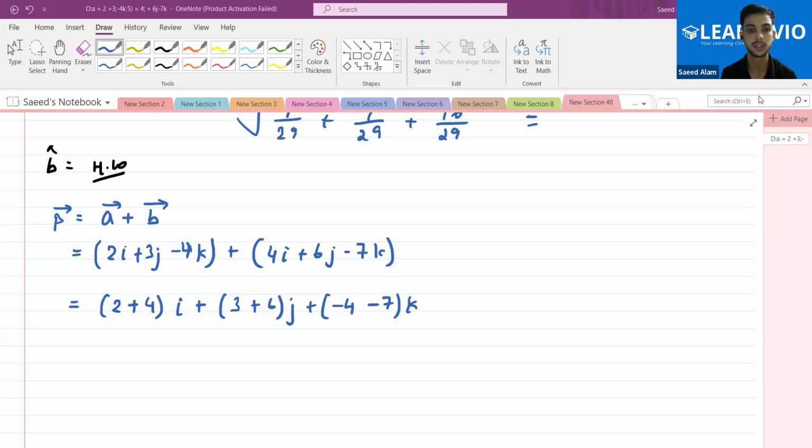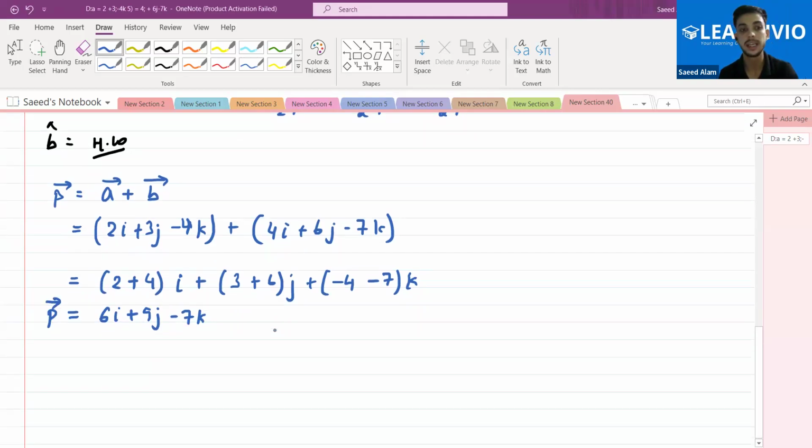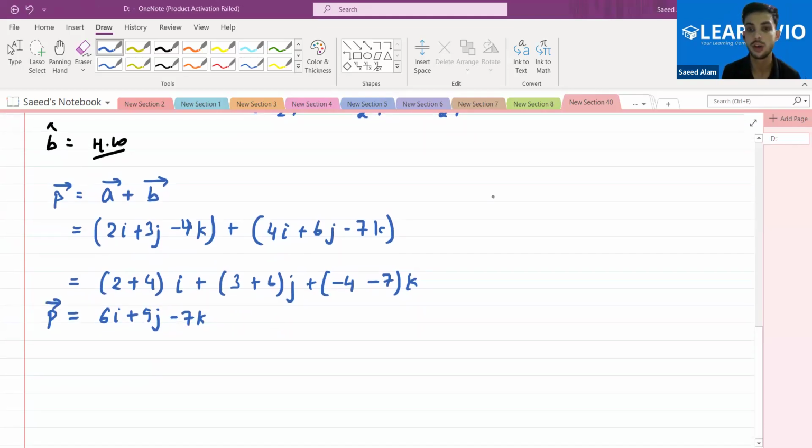Yes, both of you, find out what the final vector will be. 6i plus 9j minus 11k. Okay, so this is the P vector that we obtained, the sum of the two vectors. Now simply tell me, instead of this, if I had asked you to find the unit vector along the direction A plus B, find the unit vector along the direction A plus B.